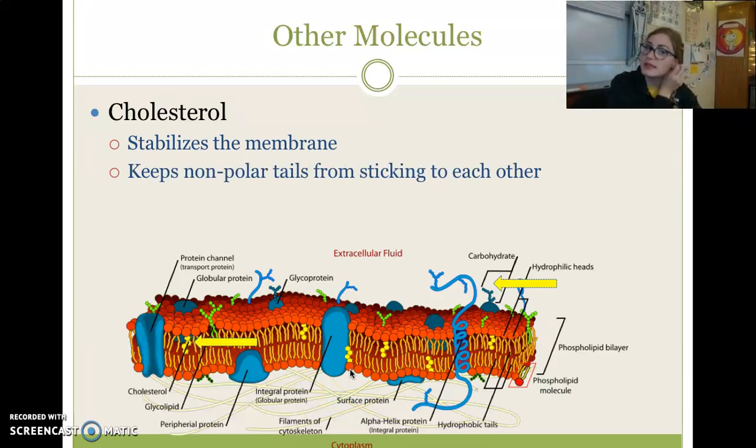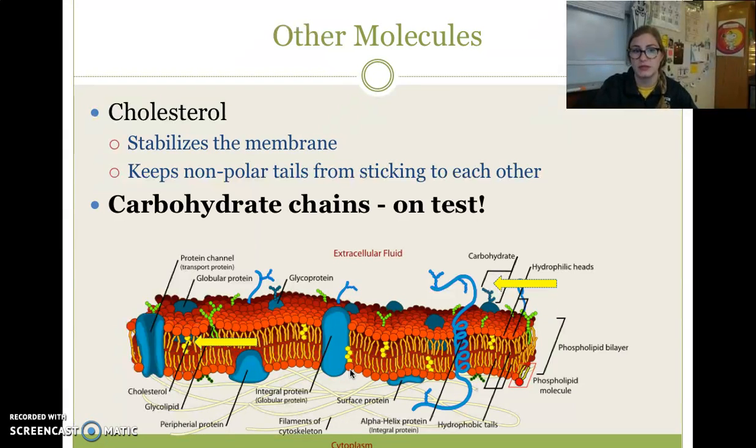It ends up stabilizing the membrane by keeping those nonpolar tails from sticking to each other. It makes sure that it has the right consistency when it gets too hot and when it gets too cold, so it keeps the cell membrane from freezing at really low temperatures.